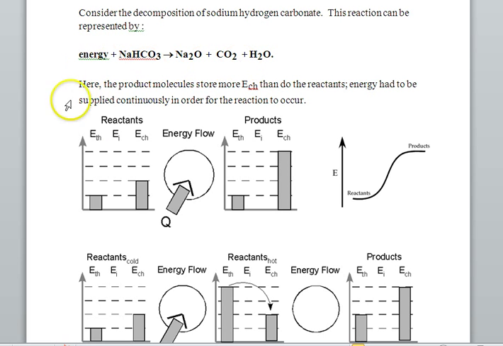And so what that means, just like it says here, is that the products store more ECH. They have more chemical energy stored in their bonds than the reactants. So we had to supply energy for this to occur.